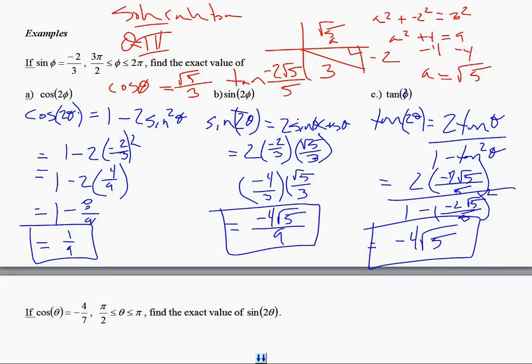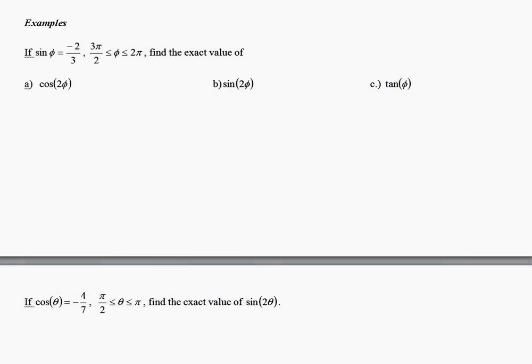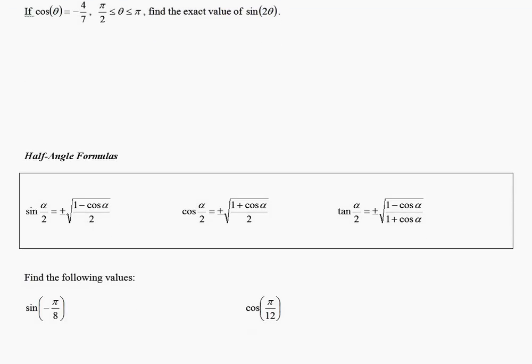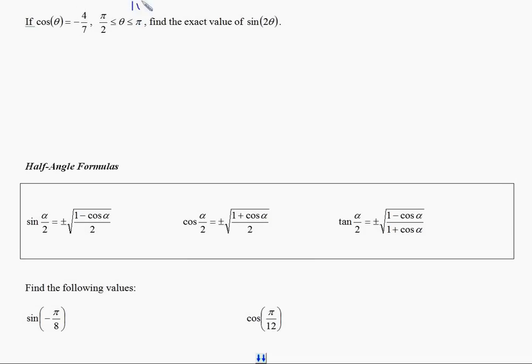And let's skip down to the next section. We'll take a look at those. So a similar set, but now I'm given cosine of an angle and a different quadrant. This is between pi over 2, which is 90 degrees, and pi, which is 180, so that puts this in quadrant 2.